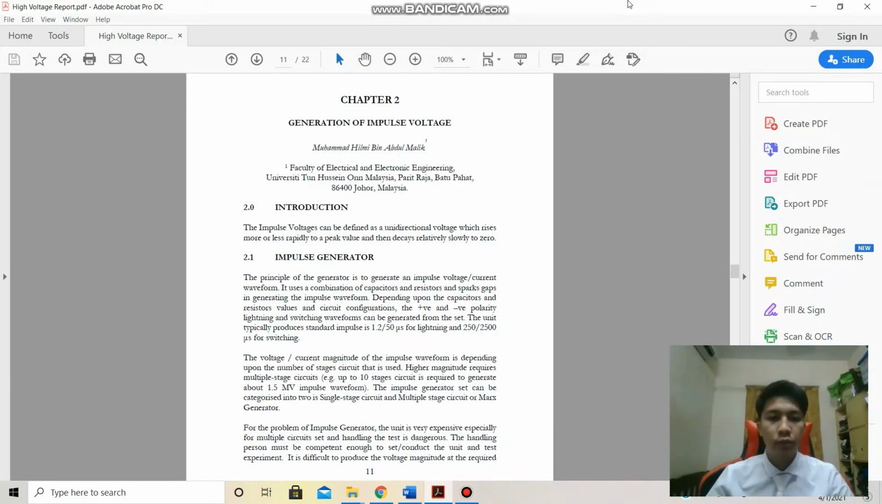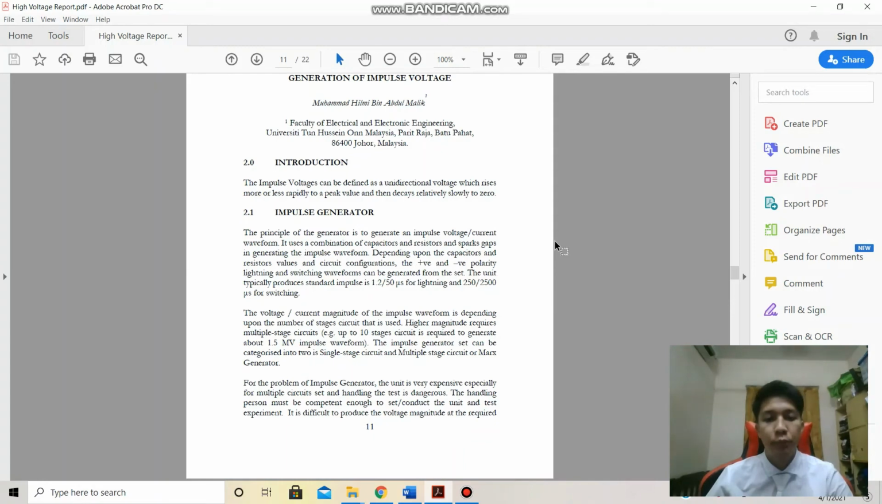Now is chapter 2, generation of impulse voltage. For the introduction, the impulse voltage can be defined as a unidirectional voltage which rises more or less rapidly to a peak value and then decays relatively slowly to zero.